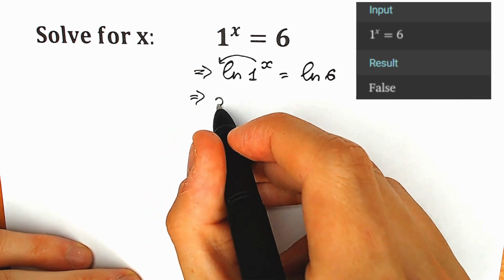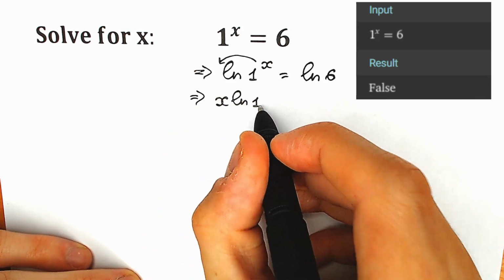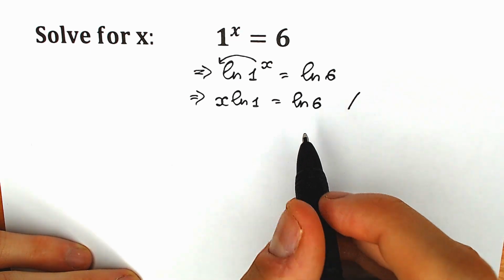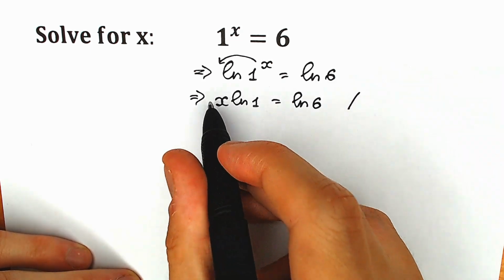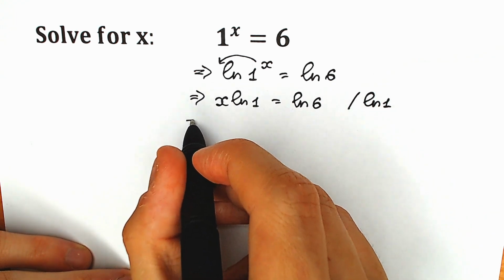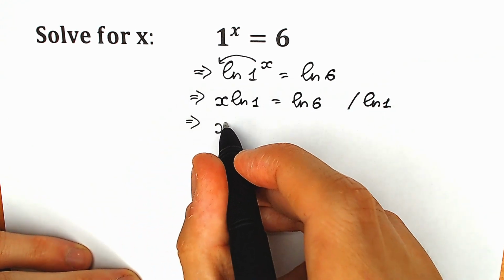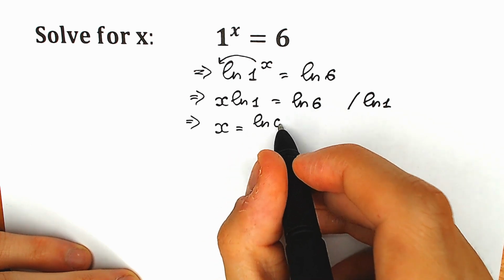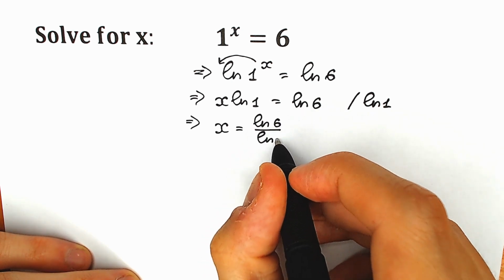As a result, we have x times natural log 1 equal to natural log 6, and the last thing we're gonna do, we're gonna divide both sides by this natural log 1. So we need to find our x. So we're gonna divide both sides by natural log 1. And when we do this, we can easily see a really interesting expression. So we have x equal to natural log 6 right here, divided by natural log 1.